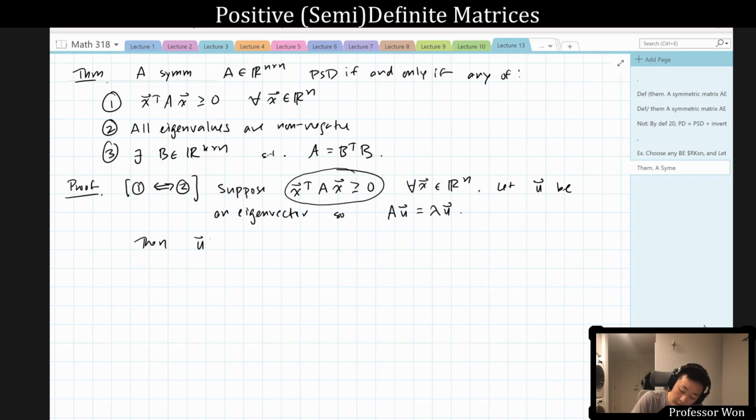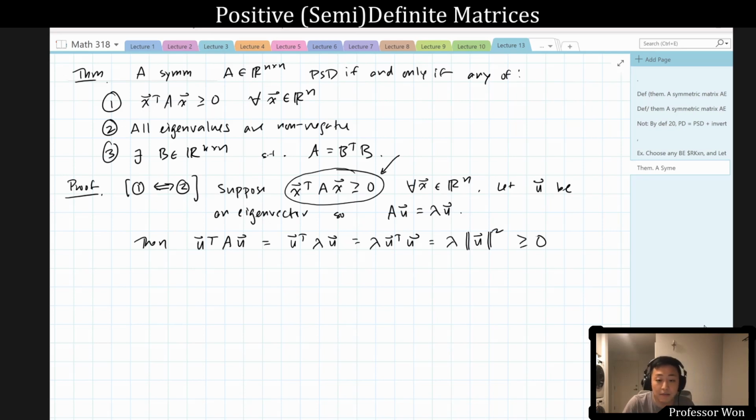Then if I look at U transpose AU, notice that this thing is U transpose times lambda times U, which is the same thing as lambda times U transpose U. But U transpose U is the length of U squared, right? But we just said I get to assume that U transpose AU is non-negative, so this thing is non-negative.